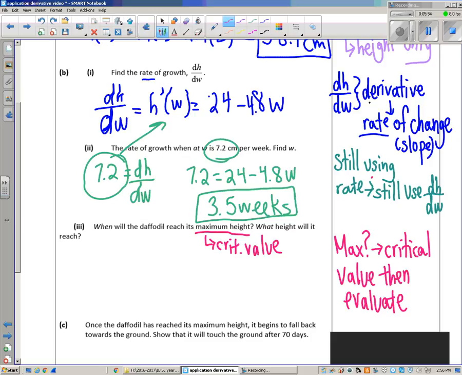So what that means is I'm going to take my derivative, the 24 minus 4.8W, and I'm going to set that equal to 0. When I set that equal to 0, I actually get a really nice value. I get W equals 5. So that answers the first part of the question. My maximum height will occur at 5 weeks.